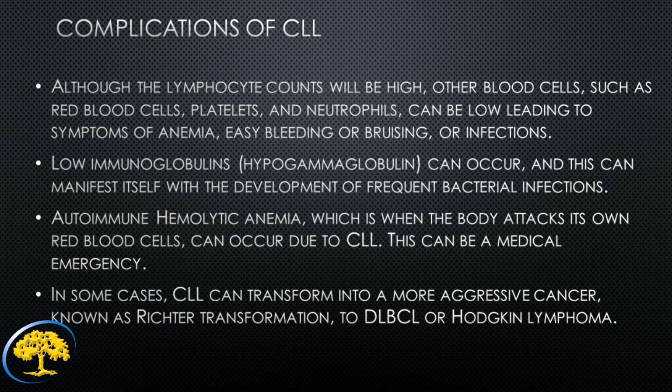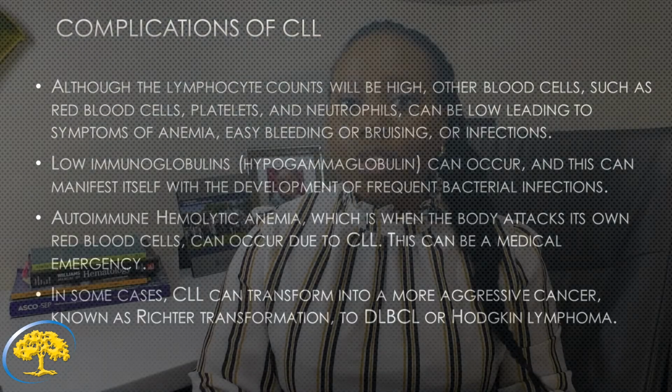And then in some cases, CLL, which is typically known as not an aggressive type of B-cell leukemia, can transform into a more aggressive disease. This is called a Richter's transformation, and it can either transform into a diffuse large B-cell lymphoma and sometimes into a Hodgkin's lymphoma. So again, these are things that your oncologist will be looking out for during your treatment process.